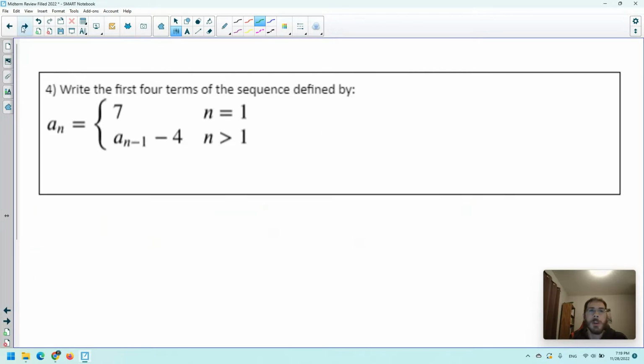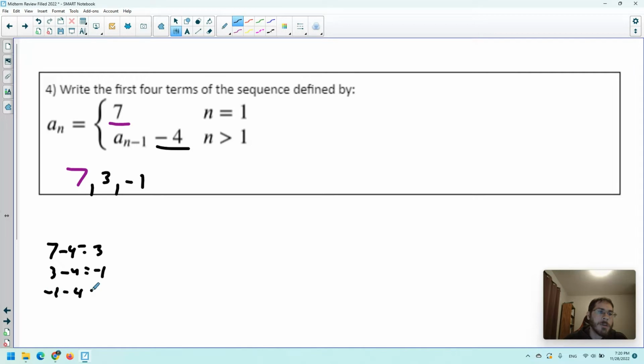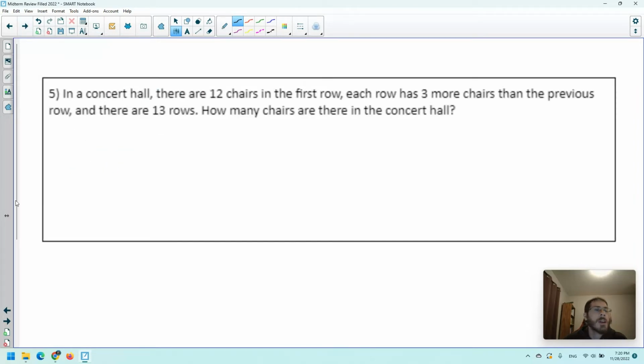All right, for number 4, we're at the first 4 terms of this sequence. So we have to remember our sequence with our piecewise notation. So we start at 7. So that's first. And then the instructions say minus 4 every time. So 7 minus 4 is 3. 3 minus 4 is negative 1. Negative 1 minus 4 is negative 5. And that's it. We got 4 terms. We just had to get 4 of them. So we're all set.